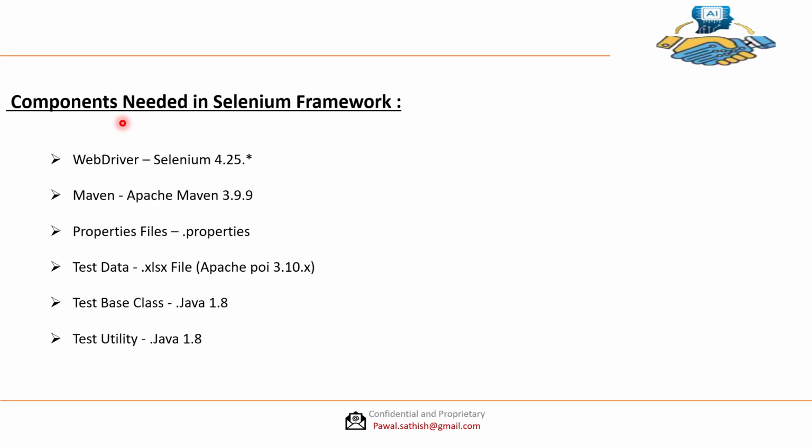For example, we need to execute the framework in different environments, like dev, QA, UAT, and production environments. All these details will be stored in the properties file, along with the username and password. Then test data: when we are executing the test cases, we need to store that test data, valid data and invalid data. As part of our framework, we are using an XLS file, and for that we are going to use Apache POI, 3.10 version.